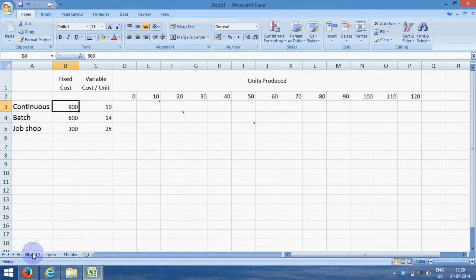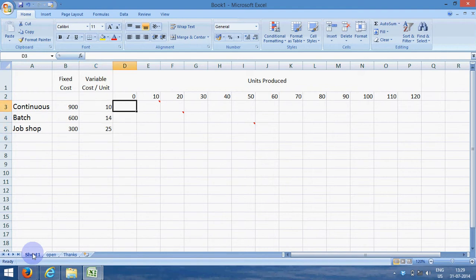Alright, so we have three systems, a continuous, batch and a job shop. If you look at the fixed cost, the continuous system has a fixed cost of 900 rupees or $900 or euros, whatever your currency. Batch has a lower fixed cost and a job shop has the lowest fixed cost of 300 rupees. So as we go down, our fixed cost reduces. The variable cost gives us a completely opposite picture. The variable cost per unit of a continuous process is only 10 rupees. Batch it's slightly higher at 14 rupees and a job shop it is higher at 25 rupees per unit. These are variable per unit costs.